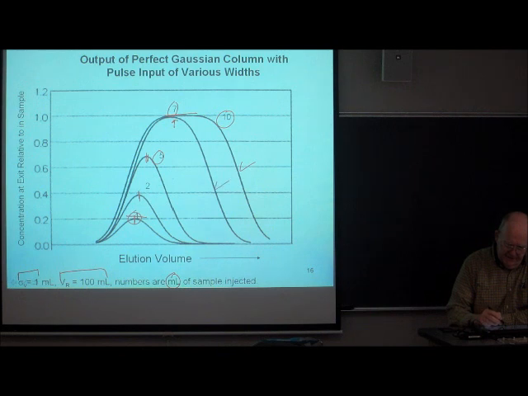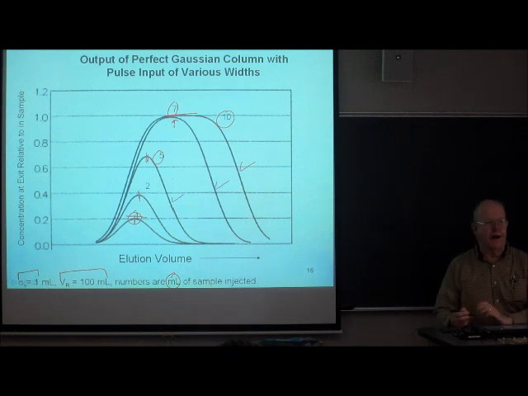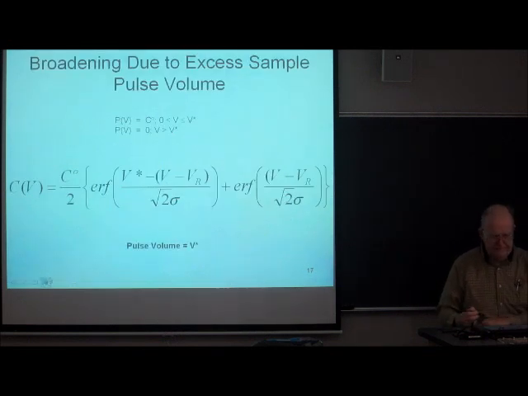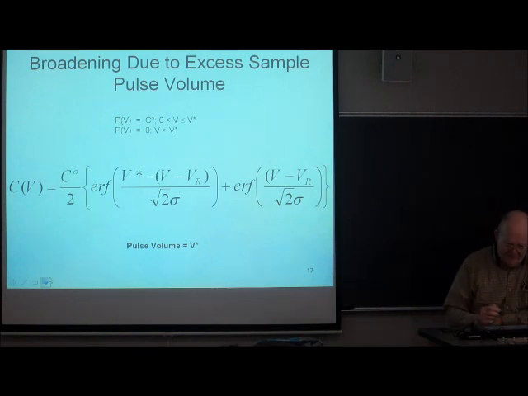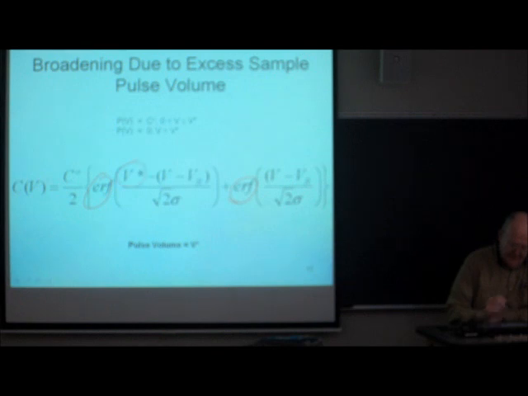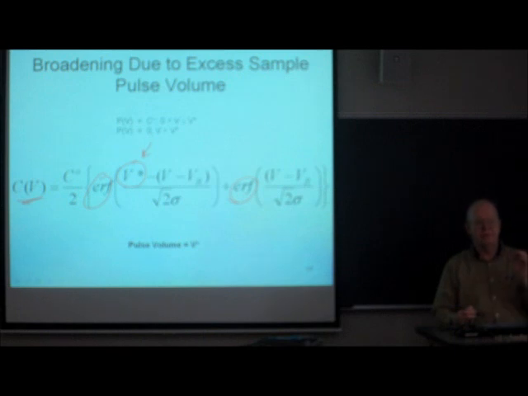This peak and this peak and this peak are obviously not Gaussian peaks. Now you know why I didn't want to show you the equation. Because it doesn't matter what function this is. What matters is that the concentration here is a function of V star, where V star is the volume of the rectangular pulse.